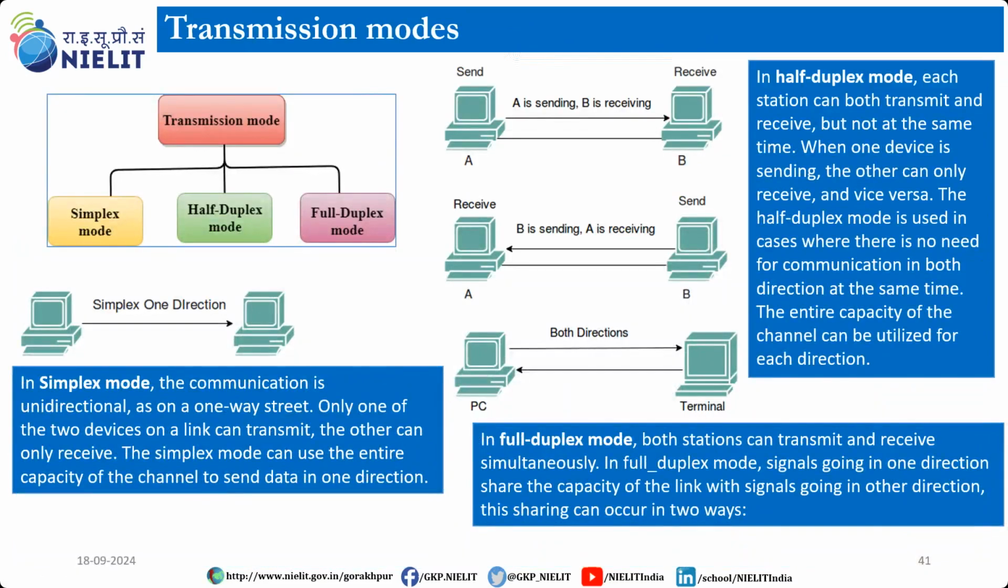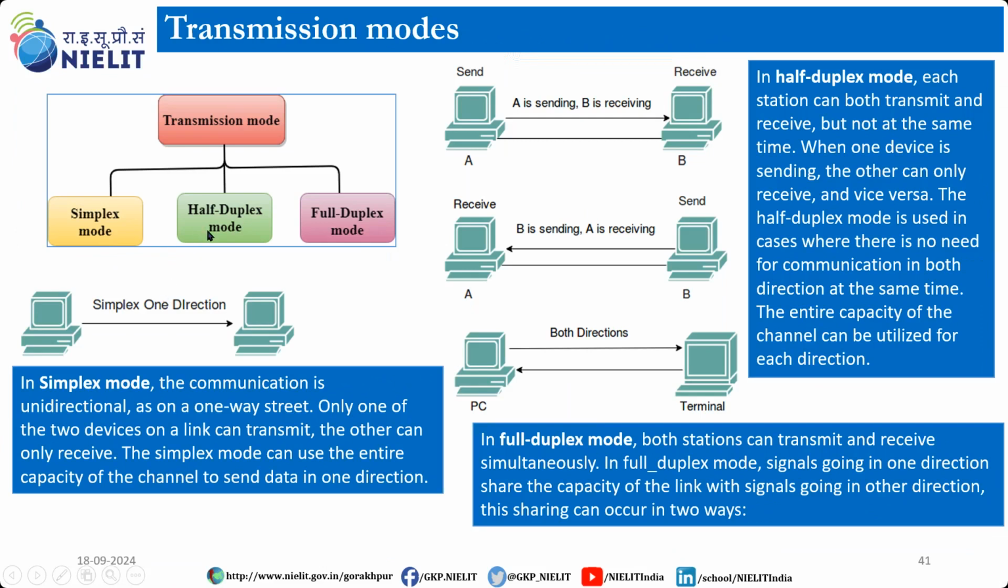Then there is the transmission mode. So there are different types of transmission modes. One was already discussed, that is unicast, multicast, and broadcast types of communication. Again, there is a transmission mode type: simplex mode, half duplex mode, and full duplex mode. So simplex mode communication means one-way communication. Only one-way communication is allowed. Bidirectional communication is not allowed.